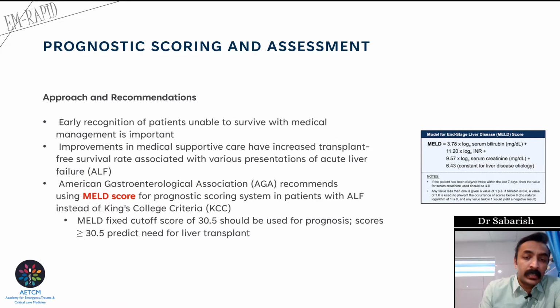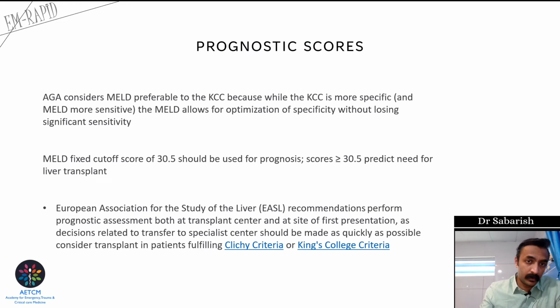So a MELD fixed cutoff of 30.5 should be used for prognosis, and usually a score of more than 30.5 predicts the need for liver transplant. Here you can see the formula which is used to calculate the MELD score. Usually we use a digital tool which is available online for calculating the MELD score. The parameters which are included are your serum bilirubin and INR, serum creatinine, and also the etiology for the ALF.